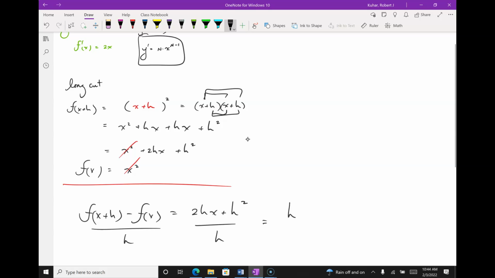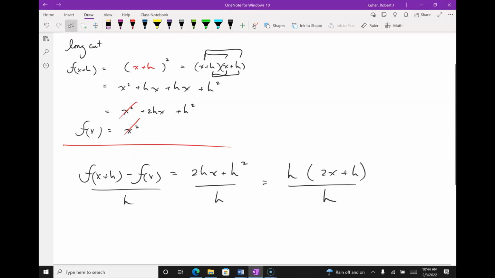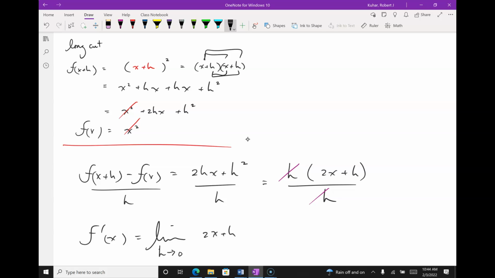And what do I get? I get h times 2x plus h all over h. My h's are going to cancel. So I know f prime of x is the limit as h goes to 0 of 2x plus h, which is 2x plus 0, which is 2x. There's my derivative. Pretty simple, huh?